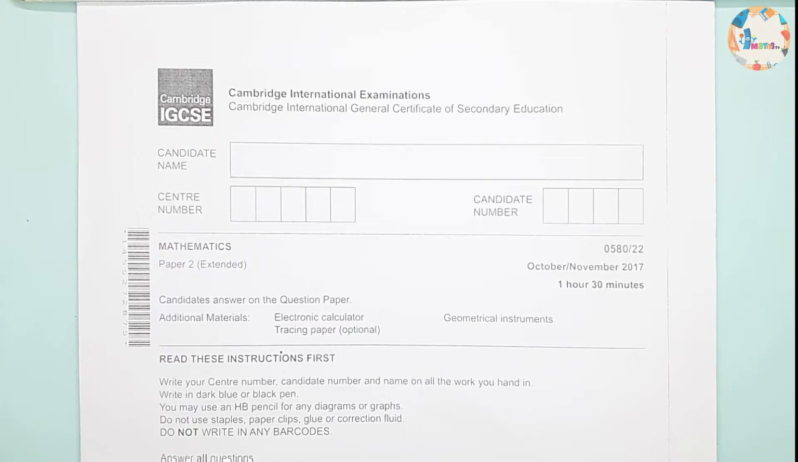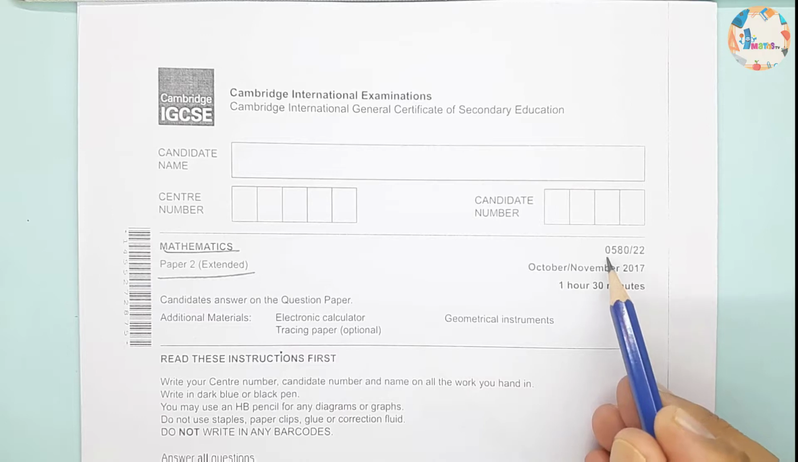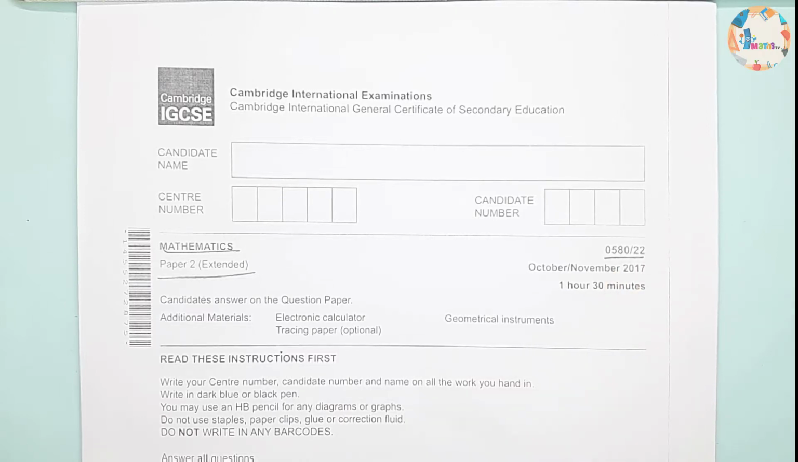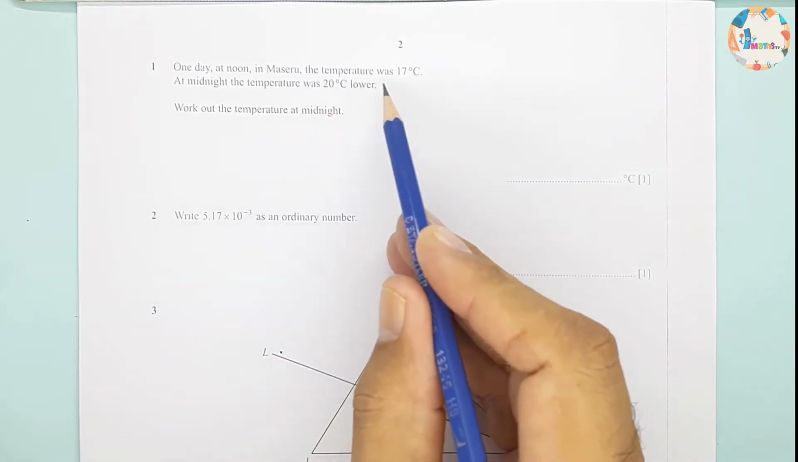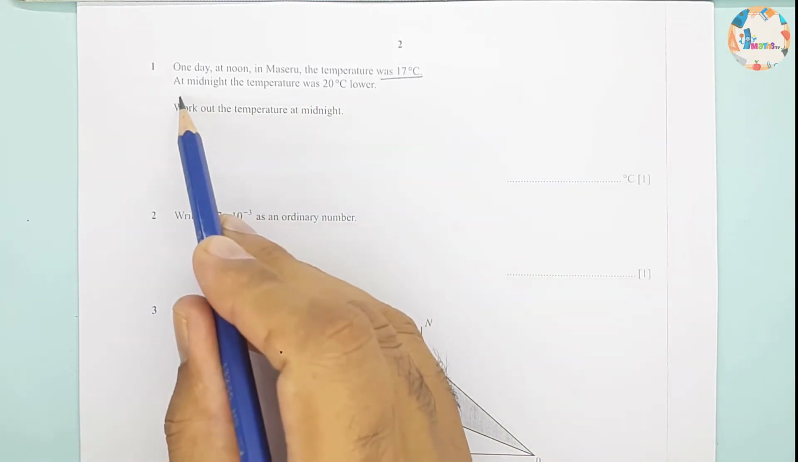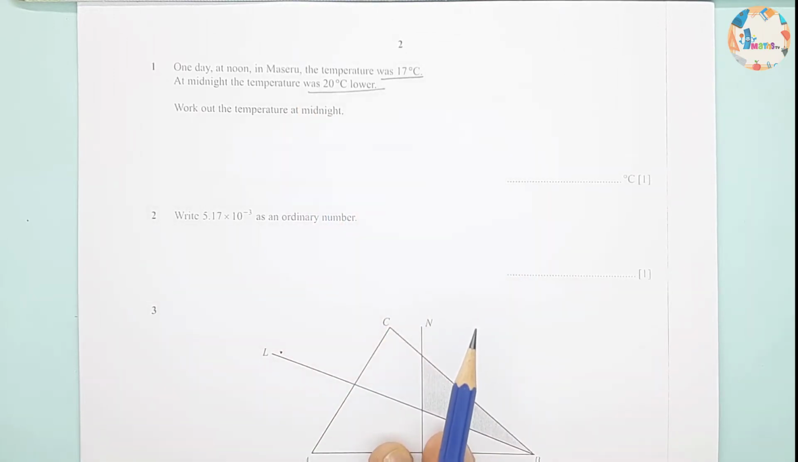Hello guys, today we'll be going through IGCSE Mathematics Paper 2 Extended 0580/22 October-November 2017. Question number 1. One day at noon in Mysuru, the temperature was 17. At midnight the temperature was 20 degrees Celsius lower. Work out the temperature at midnight.